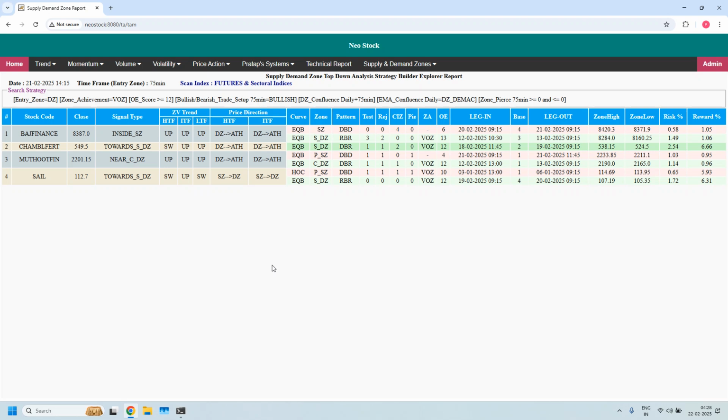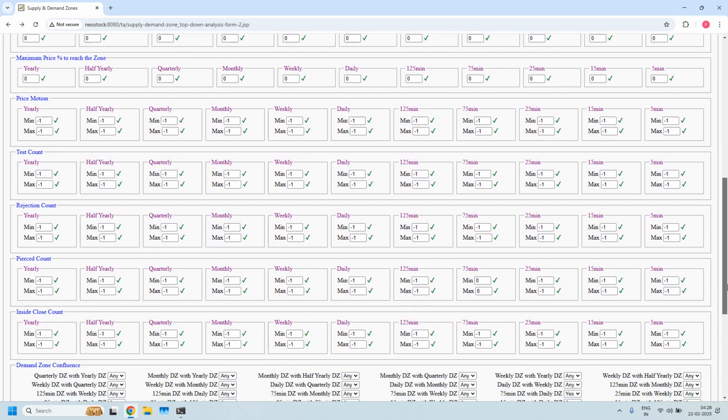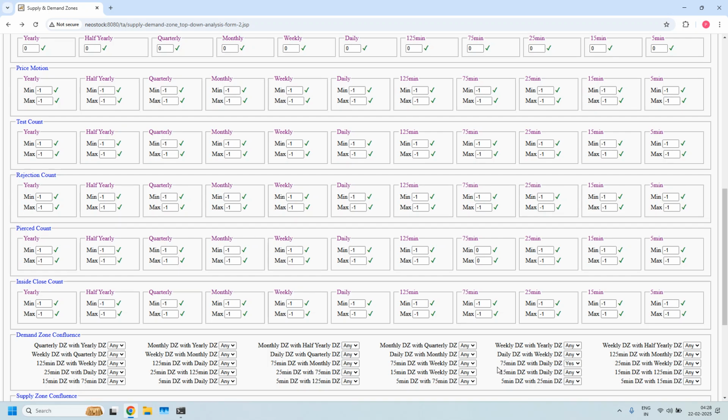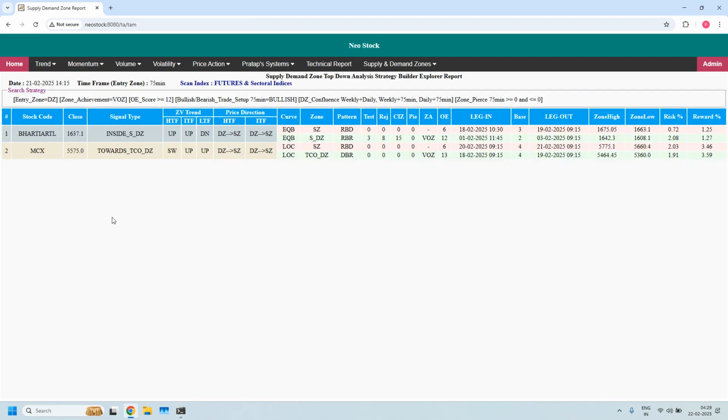Next, we will look into LTF, ITF and HTF demand zone confluence. Removing the EMA filter. In the demand zone confluence, I should set 3 filters. First filter is already enabled, 75 with daily demand zone confluence. Second filter, 75 minutes demand zone with weekly demand zone confluence. Third filter, daily demand zone with weekly demand zone confluence. With all the 3 filters enabled, LTF, ITF, HTF demand zone confluence, we got only 2 stocks.